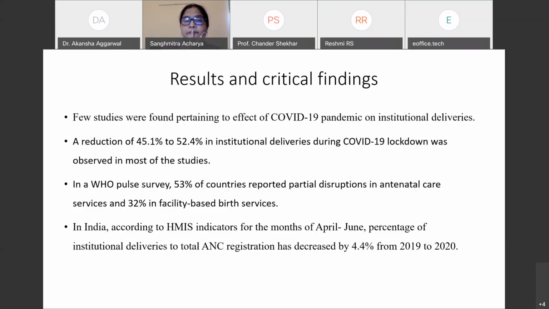In India, according to the Health Management Information System indicators, for the months of April to June, the percentage of institutional deliveries to total ANC registration decreased by 4.4% when compared to 2019. That was just for 3 months. Now we can imagine how much impact it had over the whole of the lockdown.